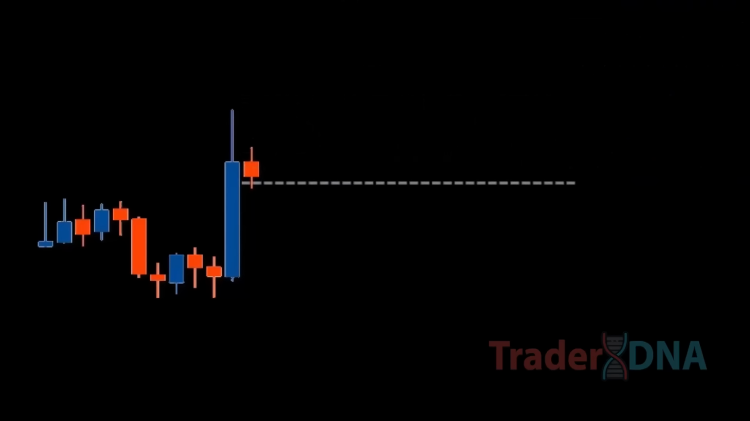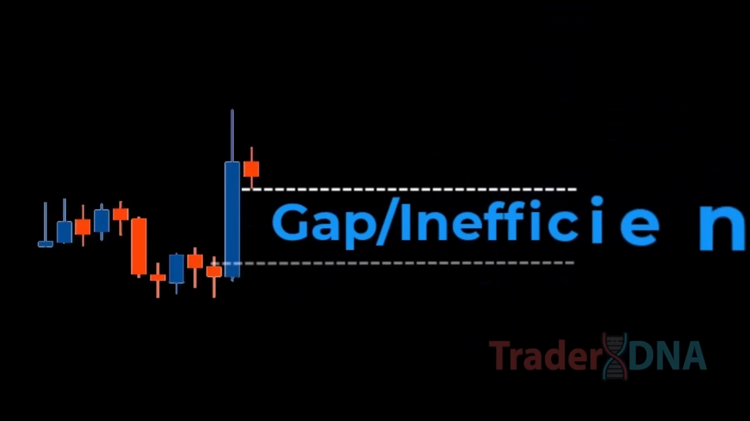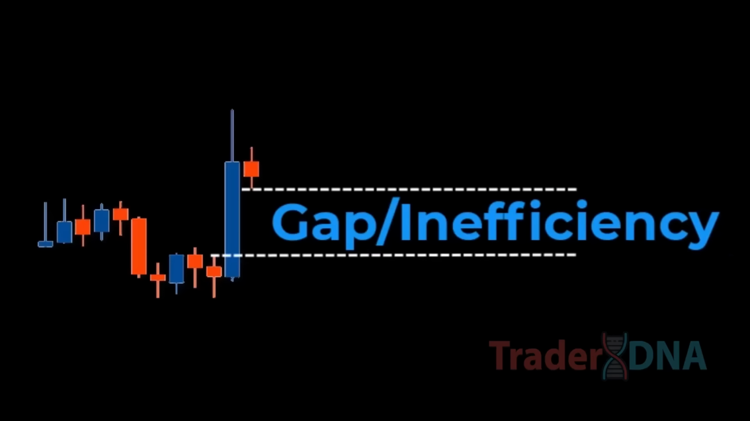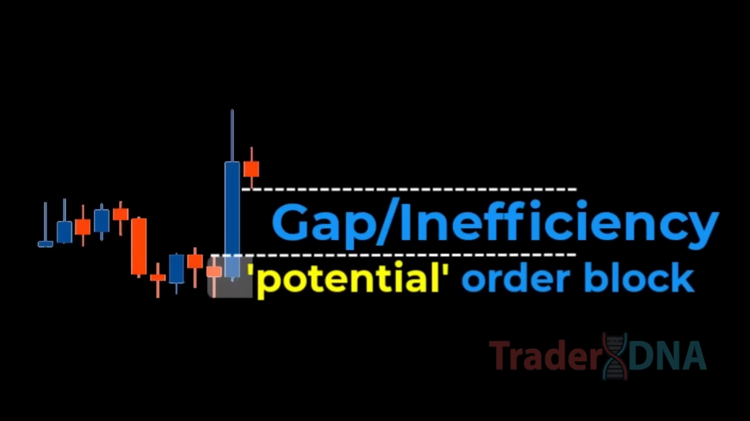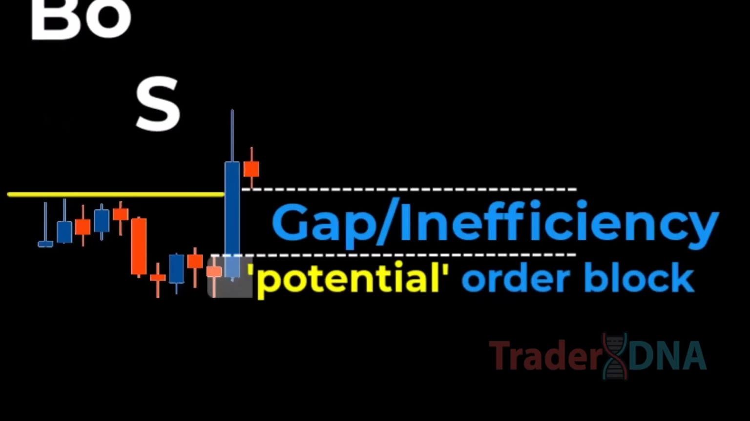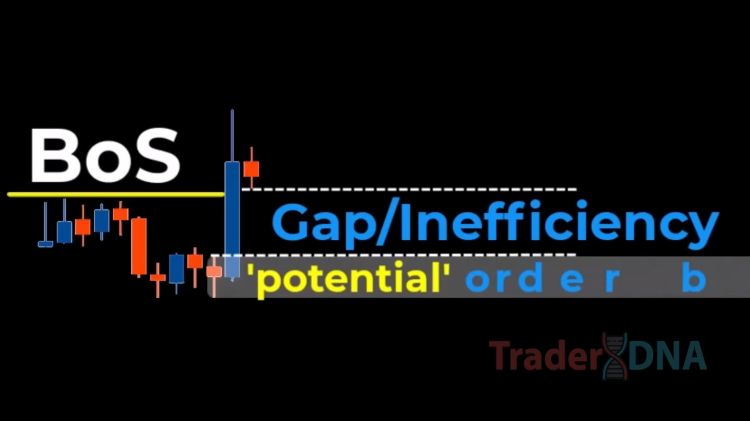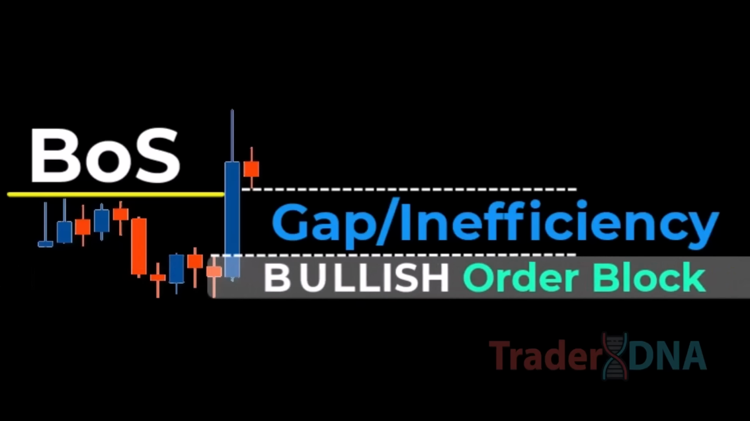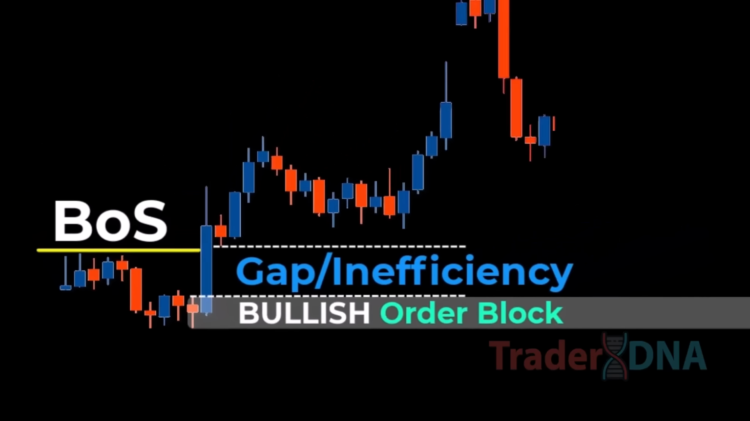We've got a strong bullish move and we clearly see a gap, an inefficiency. That tells us there's potential for an order block. But don't rush it. We cannot mark it yet. First, we wait. We need the market to prove itself with a break of structure or a change of character. Then it happens. Price finally breaks above the previous high. Boom, that's your break of structure. Only now do we go back and draw the order block on the first candle before the inefficiency.